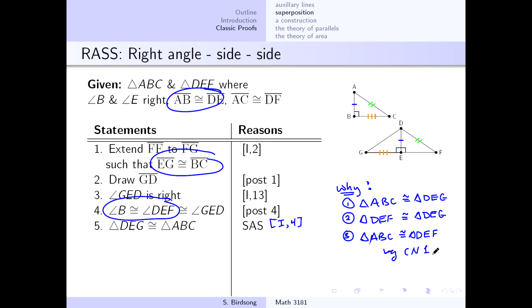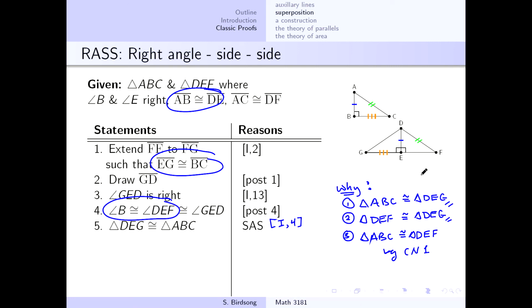And remember, common notion number 1 says if you've got two different things congruent to the same third thing, all three of those items are congruent to each other. So this, in this situation, is why we care about copying that triangle ABC to its helper location. So let's see if we can show that the new triangle and the original second triangle DEF are in fact congruent to each other.